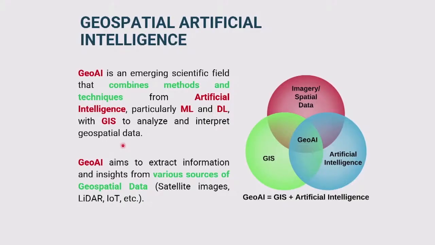And this is why it is very important, because it comes at the intersection between the spatial data, the artificial intelligence, and the use of GIS.